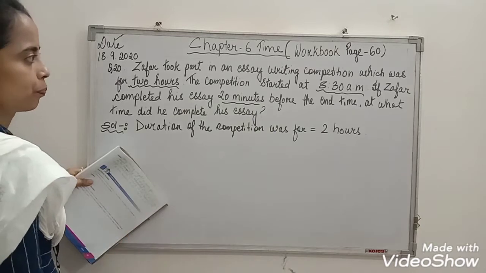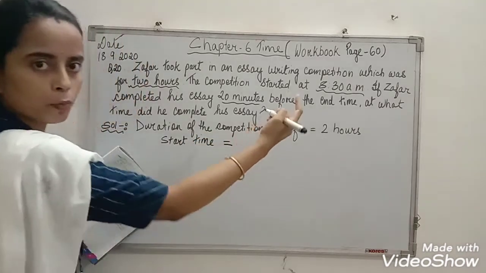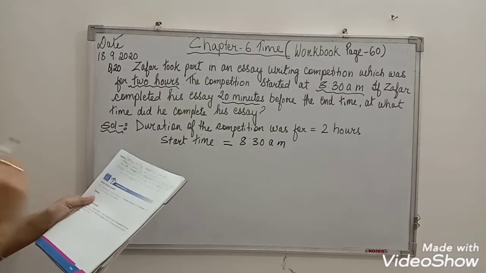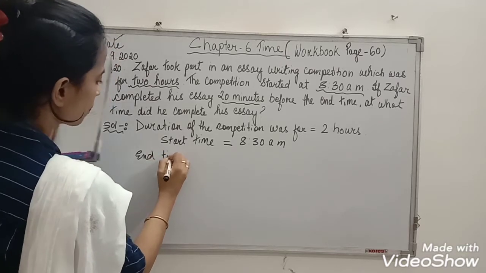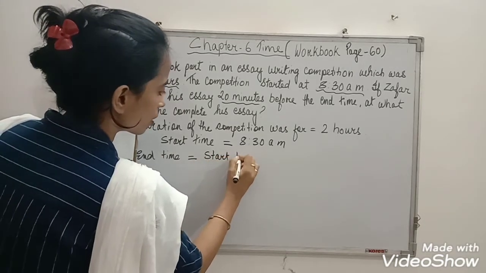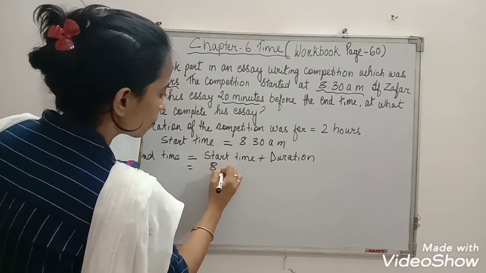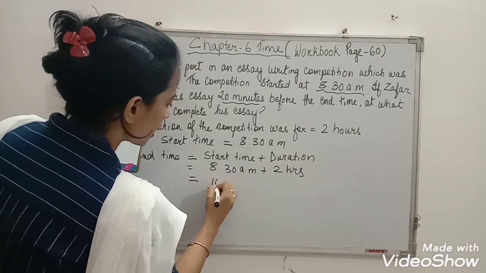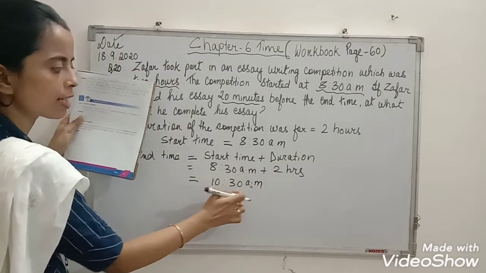Alright. Now, start time equal to at what, children? 8:30 a.m. Okay. Now, end time, find out. End time equal to start time plus duration. So start time 8:30 a.m. plus 2 hours. It comes how much? 10:30 a.m. So 8:30 plus 2 hours, 9, 10, 10:30 a.m.